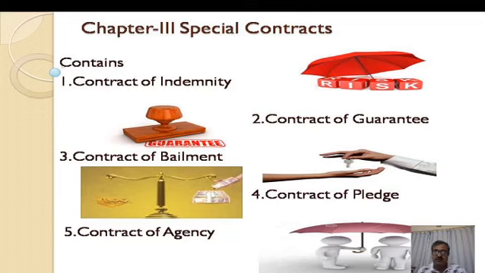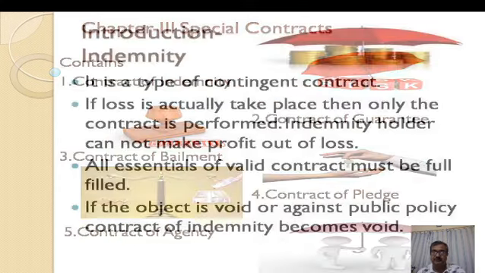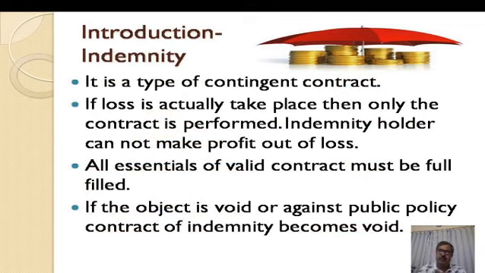In the chapter Special Contract, today we are going to discuss contract of indemnity. So what do you mean by contract of indemnity? It is a type of contingent contract. Now what do you mean by contingent contract? A contingent contract depends upon the happening or non-happening of some uncertain event.